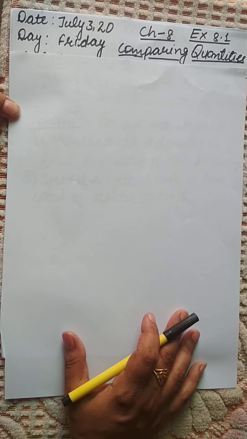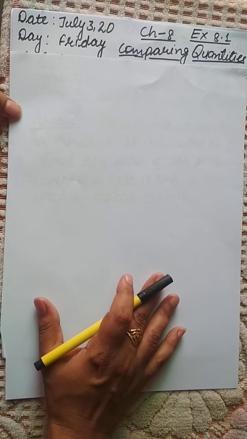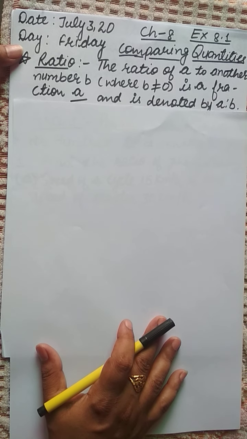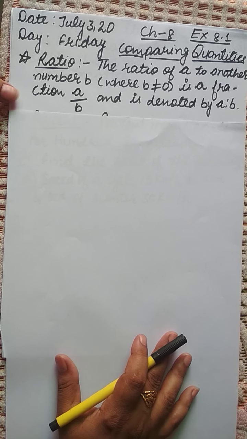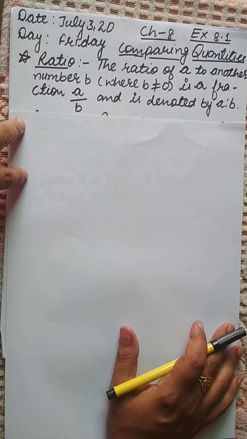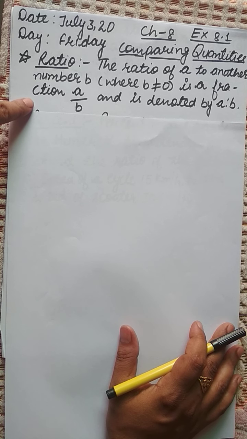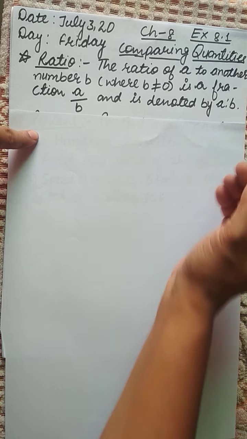In this video, we are going to continue with chapter number 8. Firstly, we will discuss points to be remembered. The very first definition is of ratio. The concept of ratio you have already read in your previous classes. The ratio of a to another number b, where b is not equal to 0, is a fraction. Ratio is basically a fraction and it is denoted by a:b.